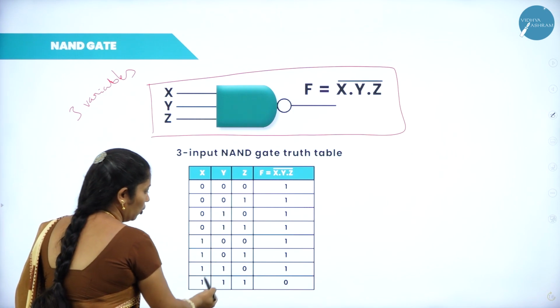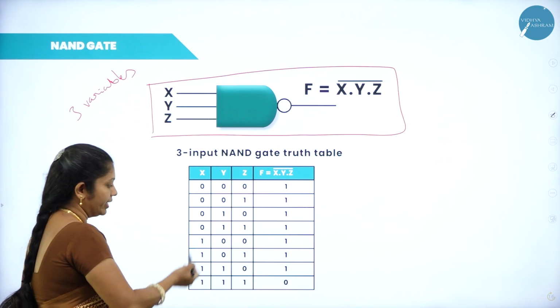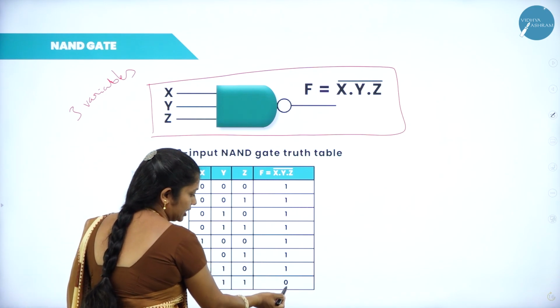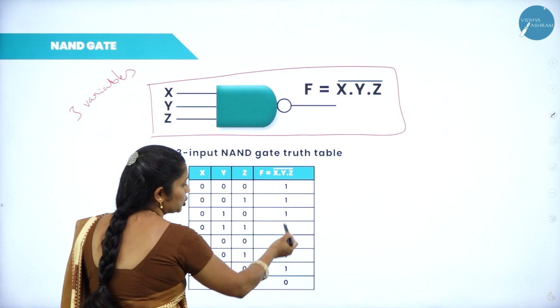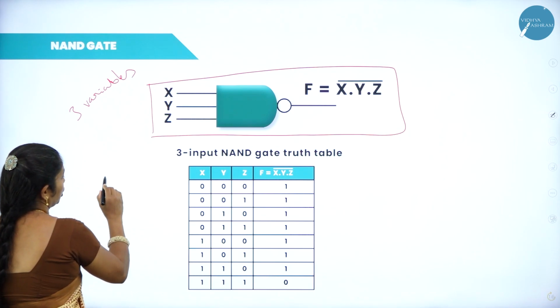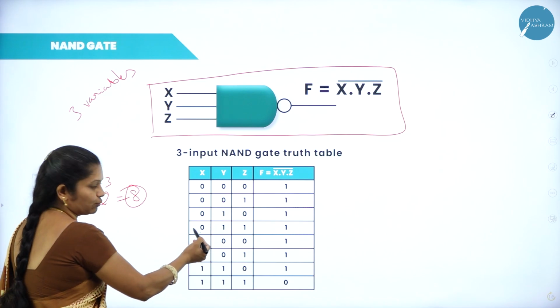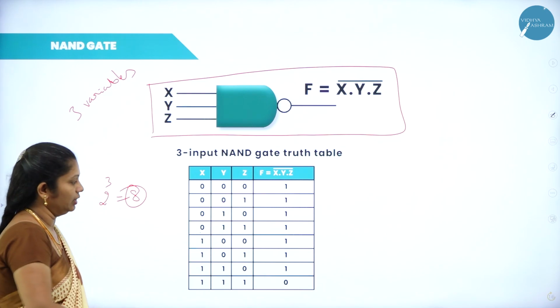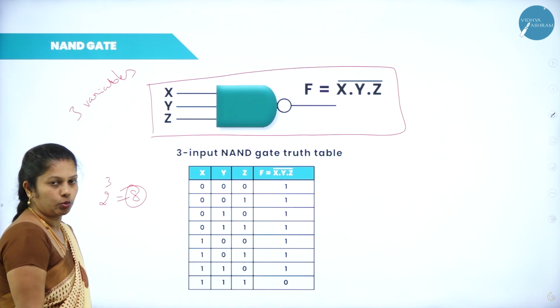In the same way, when all the inputs are 1, then only the output becomes 0 here. Already I told you, here only we are going to get 0 when all the inputs are 1. Otherwise, the output is 1. Now, is it clear? Here 3 variables means 2 to the power of 3, totally 8 combinations. 8 combinations means first 4 are 0, then the remaining 4 will be 1. Then 00 11 00 11, and alternately 0 1 0 1 will be written.